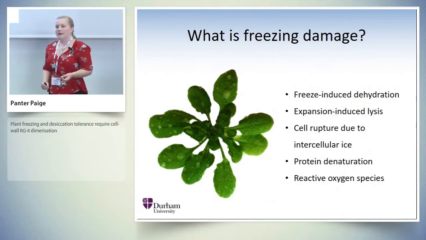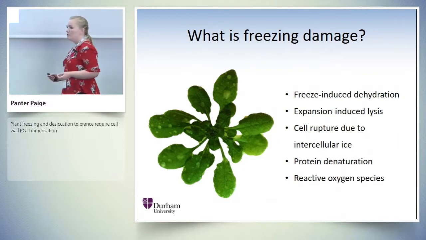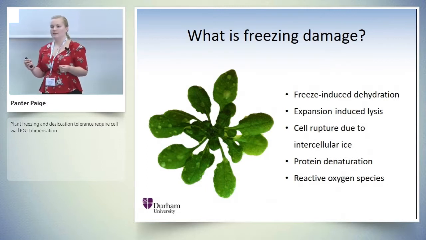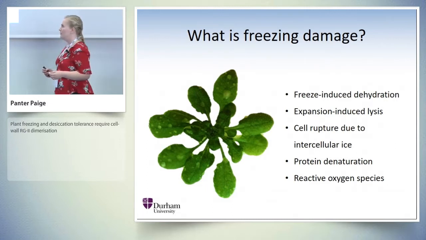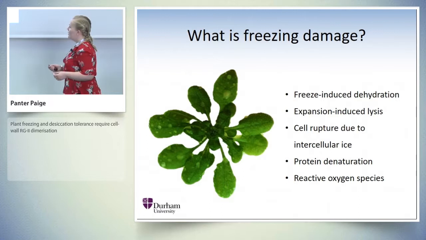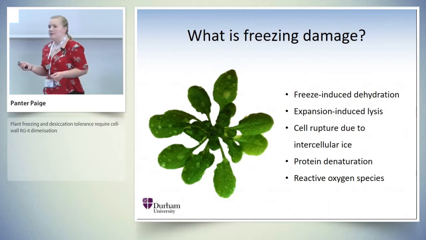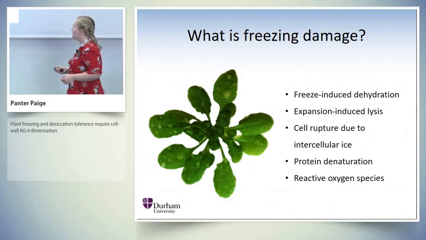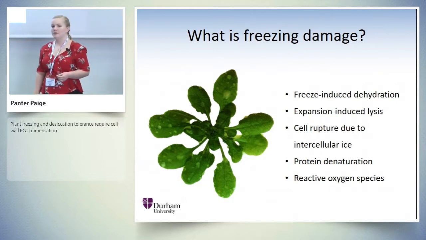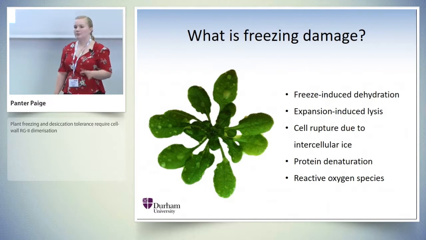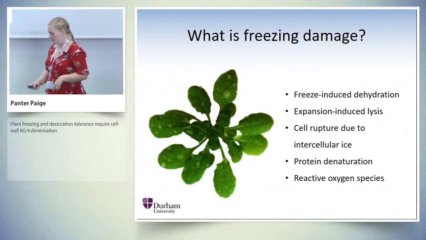Now, that ice nucleation in the intercellular space can also result in cell rupture, as the ice pierces the membrane and ruptures the cell. And another result of the decrease in temperature is actually protein denaturation and also the production of reactive oxygen species, which can go on to cause damage to membranes and other cell components.